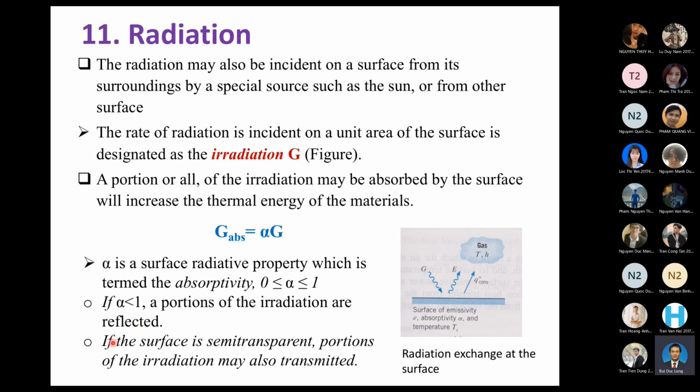If the surface is semi-transparent, almost transparent, for example glass, a portion of the irradiation may also be transmitted. So radiation hitting the surface can be absorbed, reflected, or transmitted through the surface.